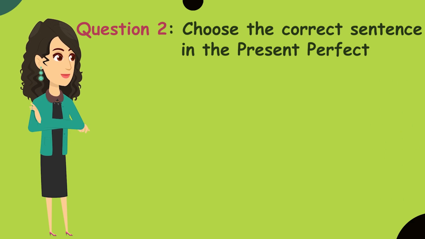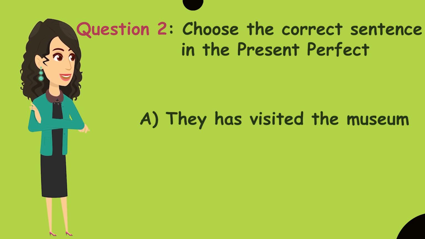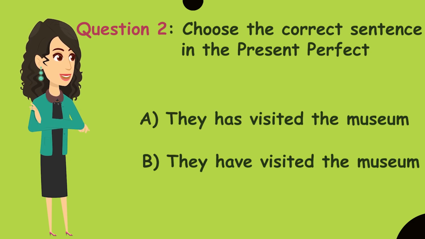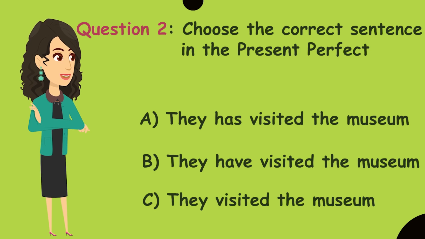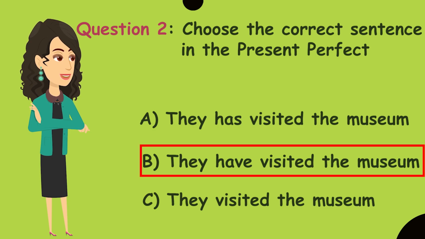Question 2. Choose the correct sentence in the present perfect. They has visited the museum. They have visited the museum. They visited the museum. The correct answer is B. They have visited the museum.